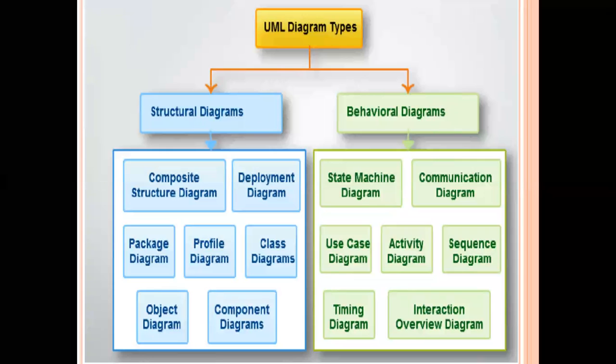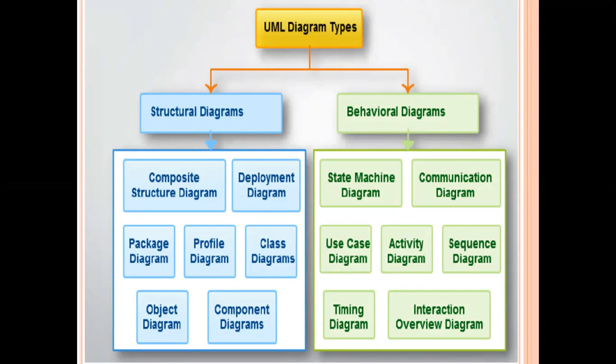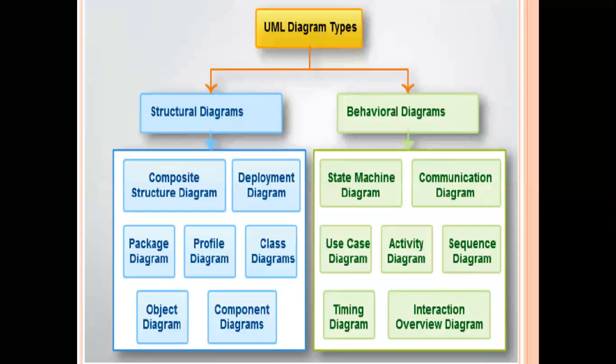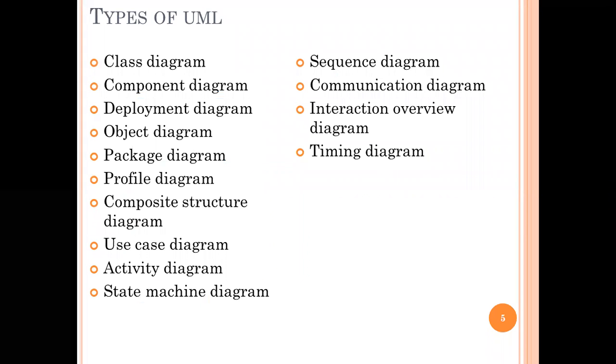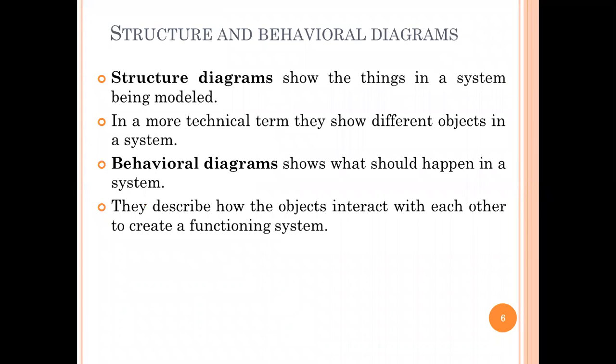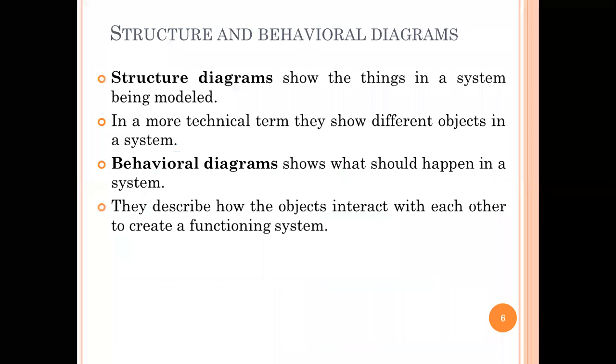The second type is behavioral diagrams. Under behavioral diagrams, there are the state machine diagram, communication diagram, use case diagram, activity diagram, sequence diagram, timing diagram, and interaction overview diagram. There are two types of UML diagrams: first structural diagrams, second behavioral diagrams. So we will see what is a structural and what is a behavioral diagram.